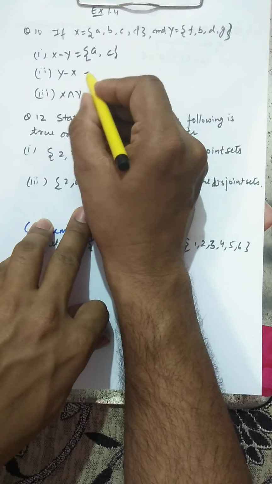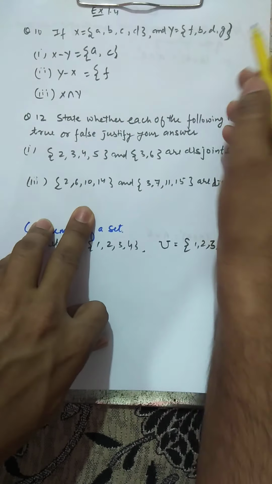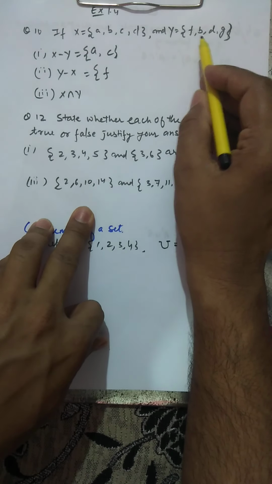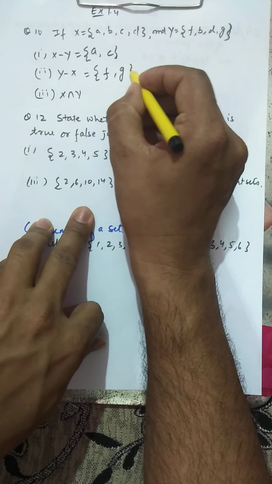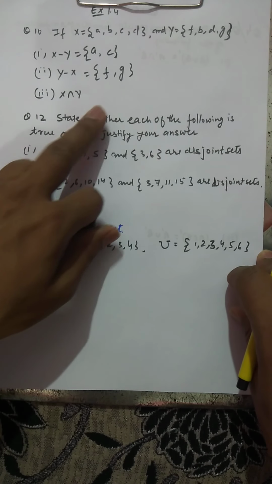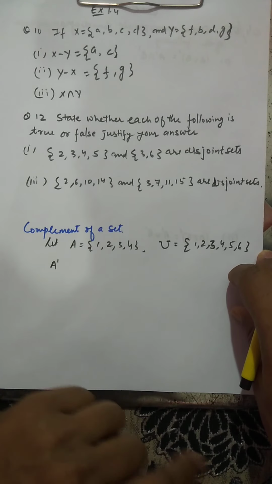Now Y minus X. You take F, because F is not there in X. B is there, do not take. D is there, do not take. Then you can take G. So this is how you can calculate Y minus X. X intersection Y you solve yourself.